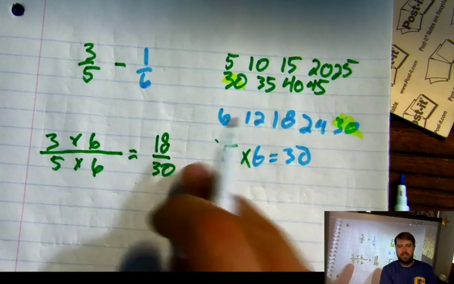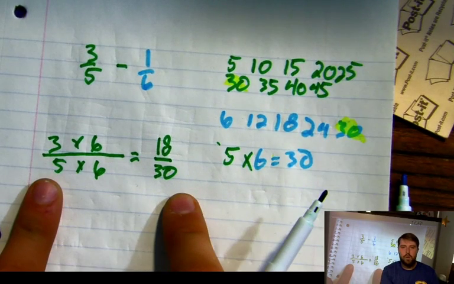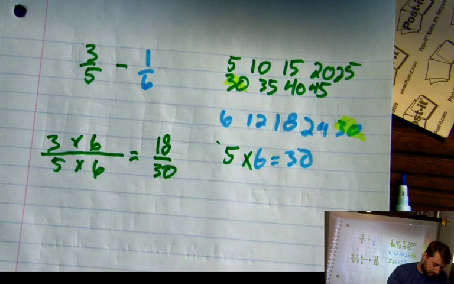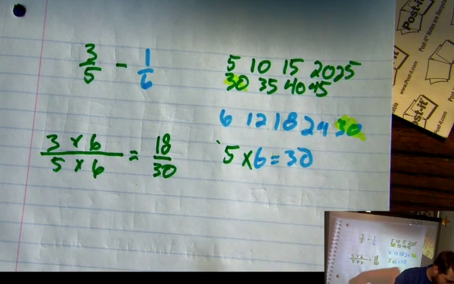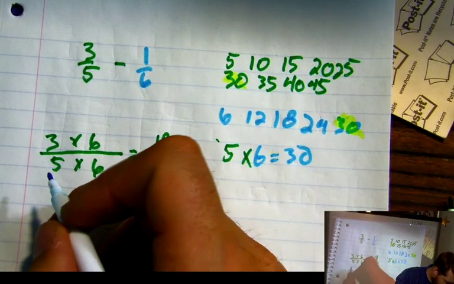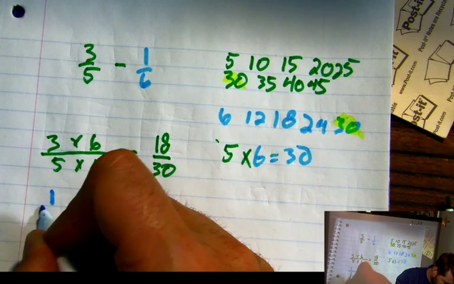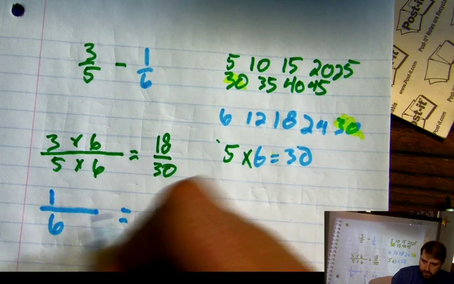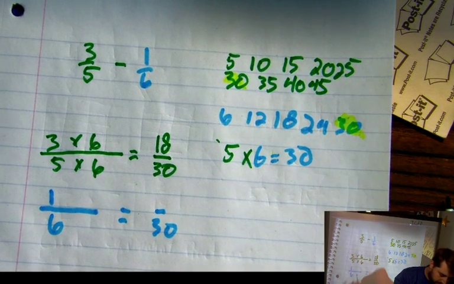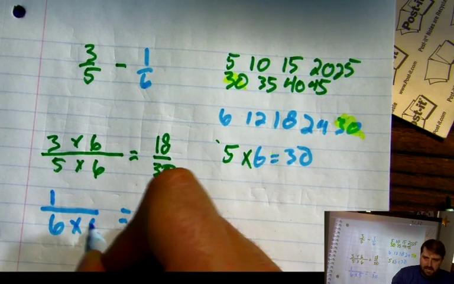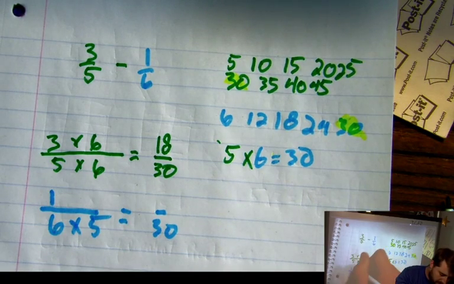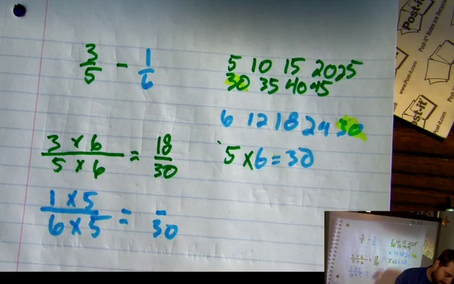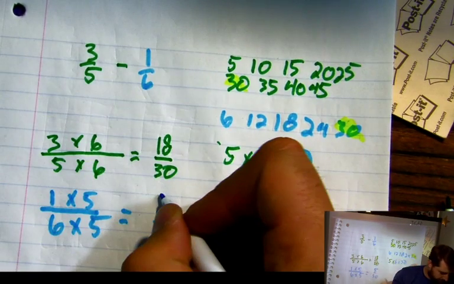These two fractions are equivalent. Equivalent, that means they are equal. They are the same amount. So then we'll go ahead and do the same thing with our 1/6. 6 times what is 30? Well, I know 6 times 5 is 30, and if we do it there, we also have to do it to the top. We're essentially multiplying these by 1. So 1 times 5 is 5.